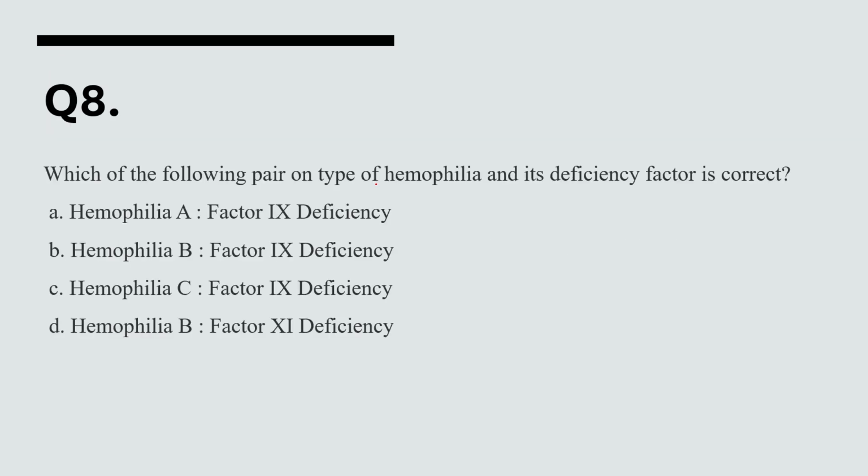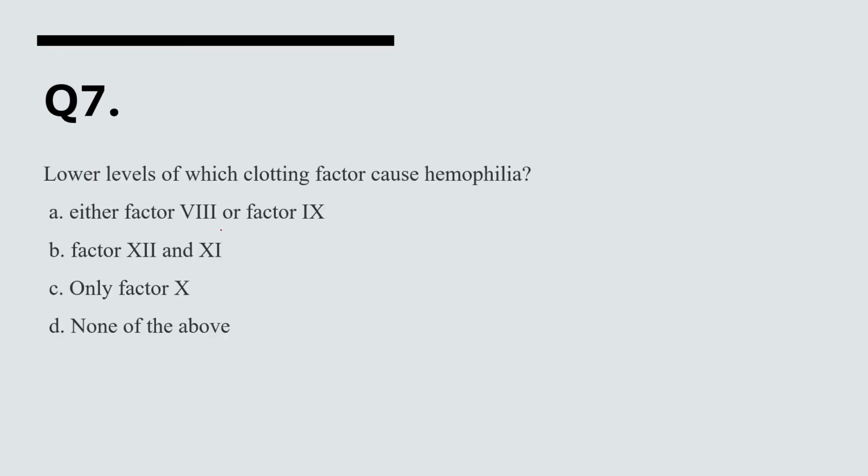So here is your question: lower levels of which clotting factor cause hemophilia? So it can be 8 or 9. But here it is written 12, so it cannot be considered for hemophilia, and 10 is not there, and none of the above, let it be. So either factor 8 or 9 can be a cause of hemophilia.